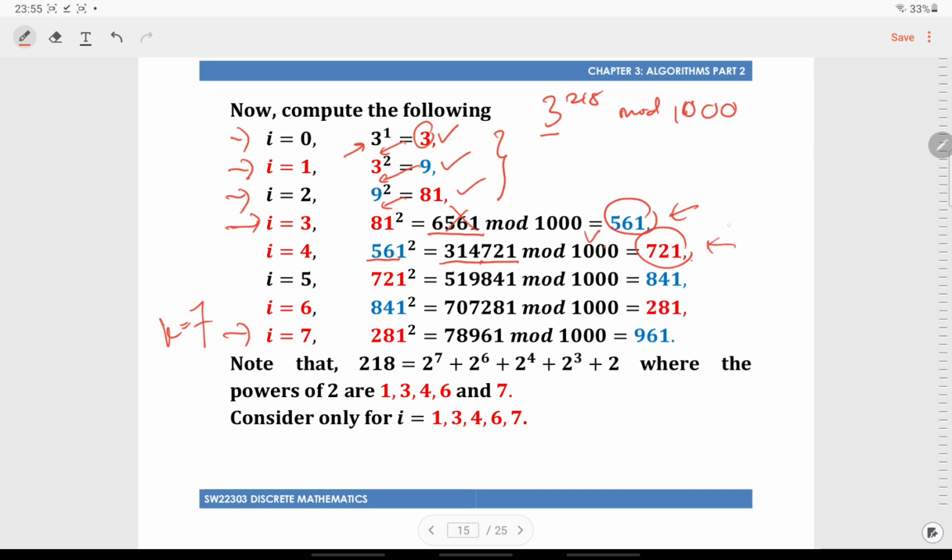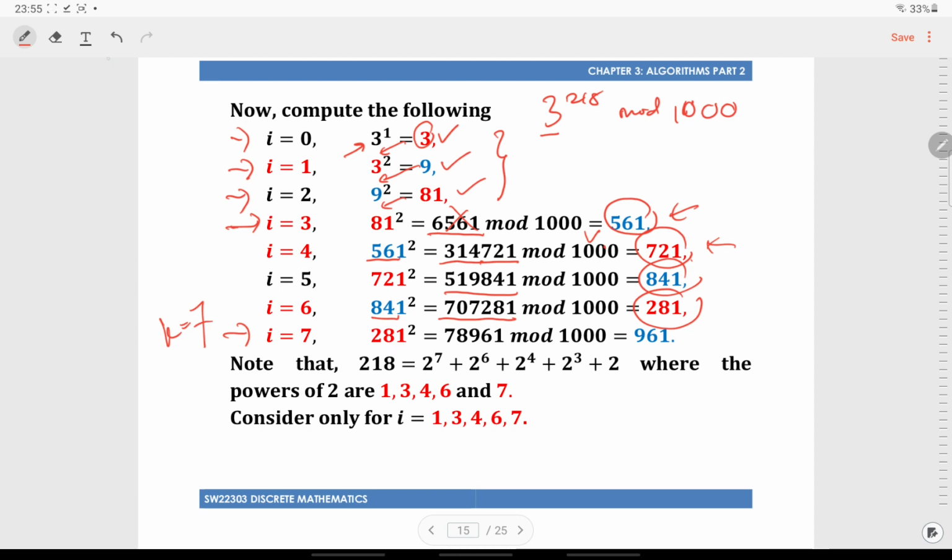So we take this remainder to the next step for i equal to 5. For i equal to 5, we square 721, and again the value exceeds 1000. So we do the modulo reduction. This is the outcome, and we take it to the next step. Again, we compute 841 squared. The value is also greater than 1000, so we compute the modulo reduction. We obtain 281, and we take it to the next step.